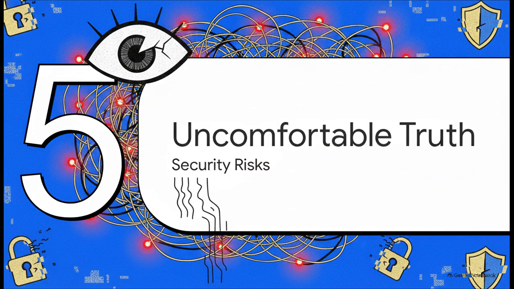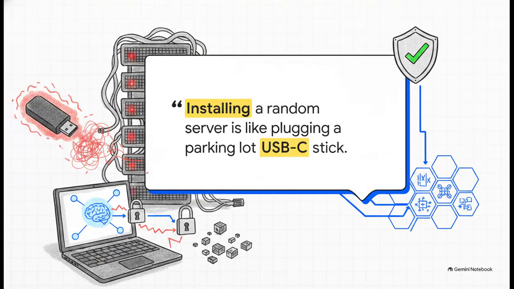Section 5. The uncomfortable truth about security. The parking lot USB. Okay, as amazing as MCP is, we need to have a serious talk about the part almost no tutorial covers. Installing a random MCP server you found online is literally like plugging a USB-C stick that you found at a parking lot right into your laptop. So the crucial point is that MCP servers have a direct line to your AI's context, and often right into your real accounts and data.